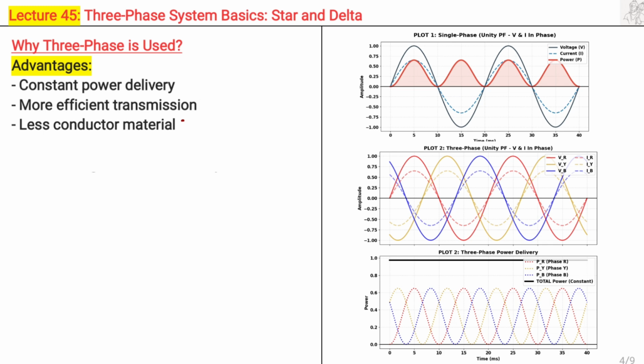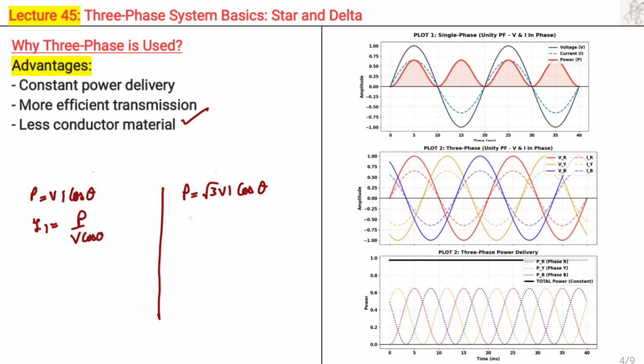Three-phase systems also use less conductor, which can be proved like this. We know that P is equal to V I cos theta for a single phase system and P is equal to root 3 V I cos theta for a three-phase system. So from here I1 becomes equal to P by V cos theta, and from here I3, that is the three-phase current, will become P by root 3 V cos theta, and comparing that, it will simply be I1 by root 3 because P by V cos theta is I1.